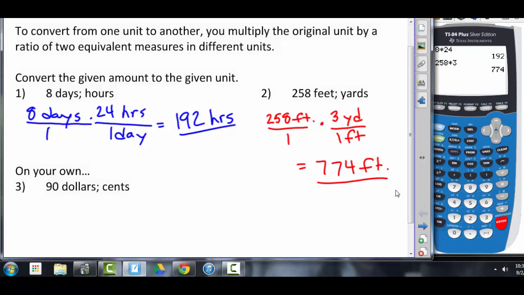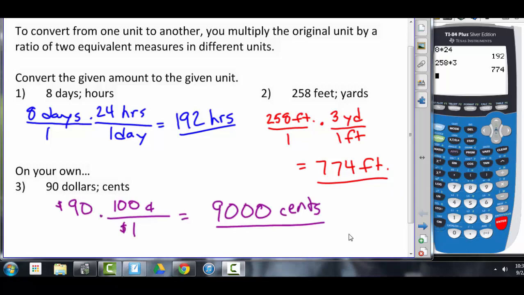All right, the next one, number 3, I want you to do on your own, dollars into cents. So pause the video and check your answer. All right, you can see my numbers here. 9,000 cents is equivalent to $90.